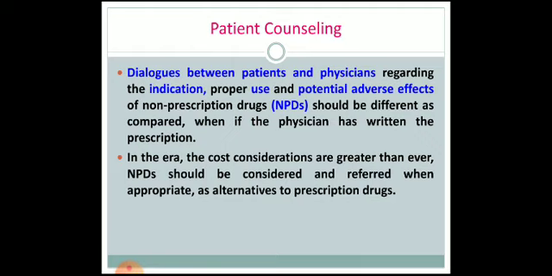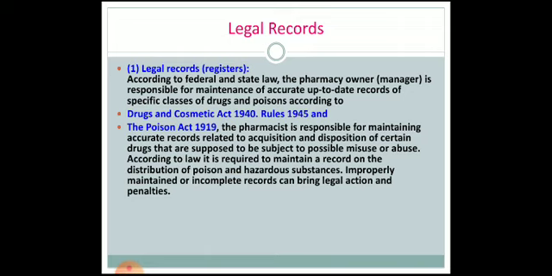There are certain records to maintain for a community pharmacy, meaning maintenance of various legal, financial and professional records in the community pharmacy. These records may be classified as legal records. According to federal and state law, the pharmacy owner is responsible for maintenance of accurate, up-to-date records of specific classes of drugs and poisons according to the Drug and Cosmetic Act 1940 under the Rules of 1945 and the Poison Act 1990.